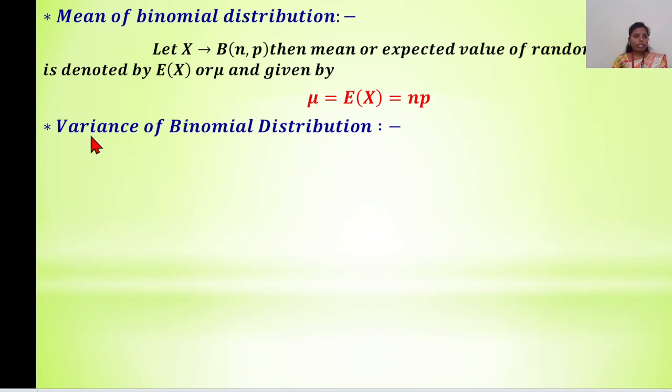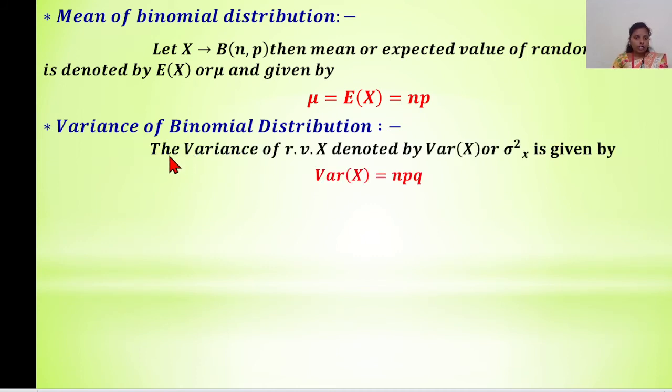Now the next point is variance of binomial distribution. The variance of a random variable X is denoted by Var(X) or sigma x square, and is given by Var(X) equal to the product of n into p into q, that is npq.